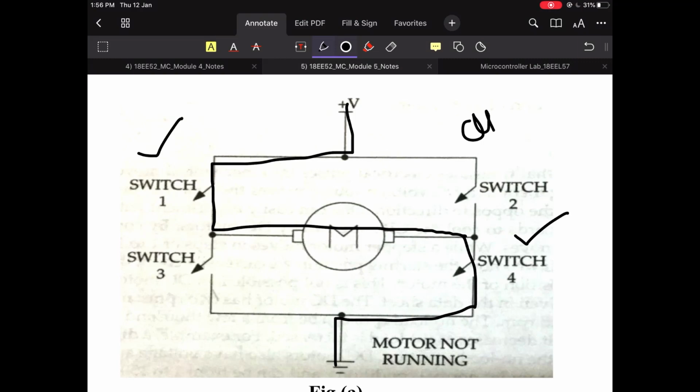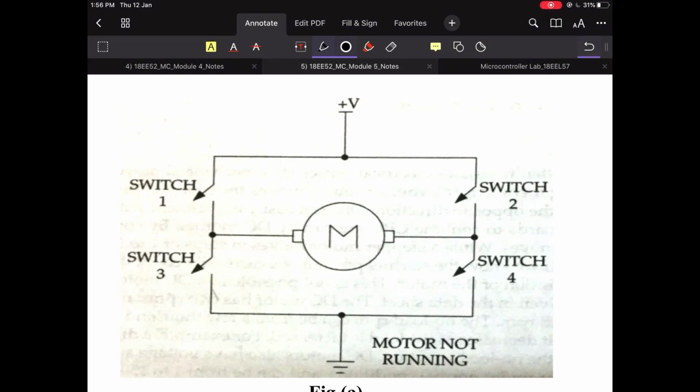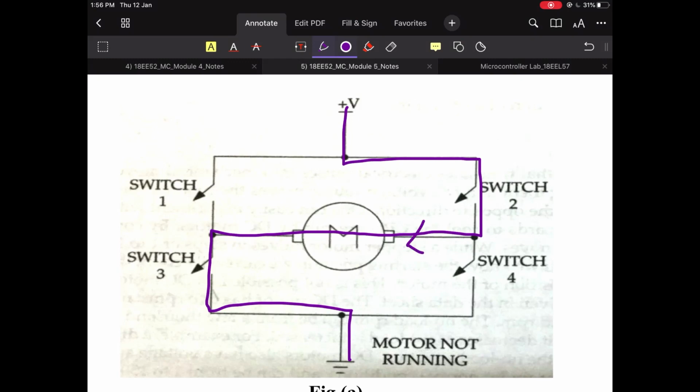Now let us change the polarity, or let us change the direction. Instead of switch 1 and 4, I'll try to close switch 2 and 3. So I will make the current flow like this towards ground. Now you can see the direction of current. It is exactly opposite to the previous case, with switch 2 and 3 being closed.